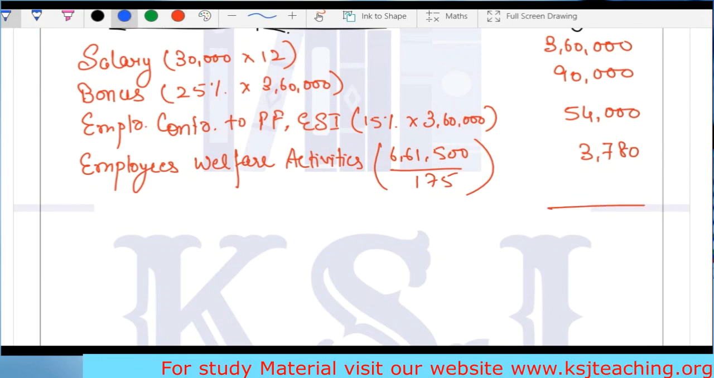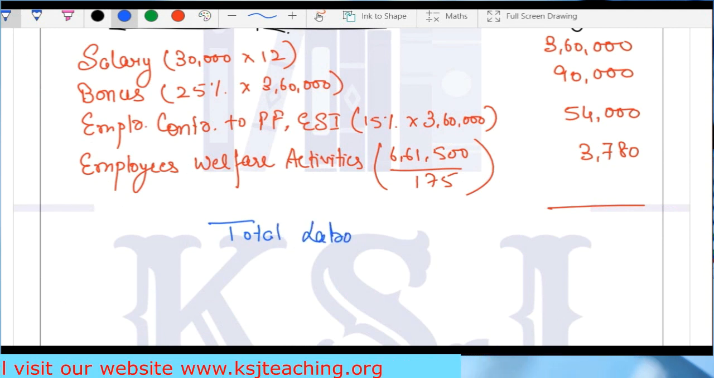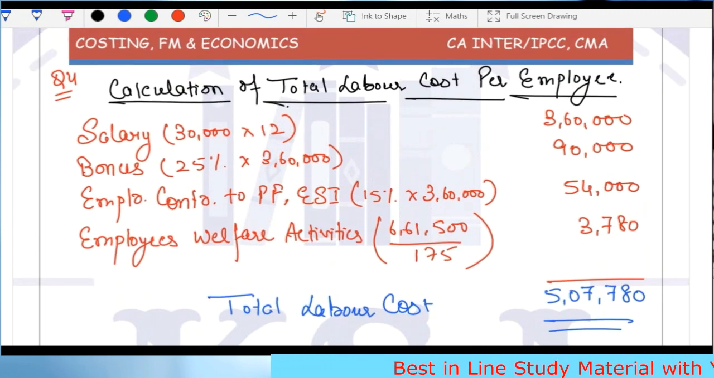So this becomes my total labor cost. Total labor cost, right? This comes to 5,07,780. Any doubts up till this point?